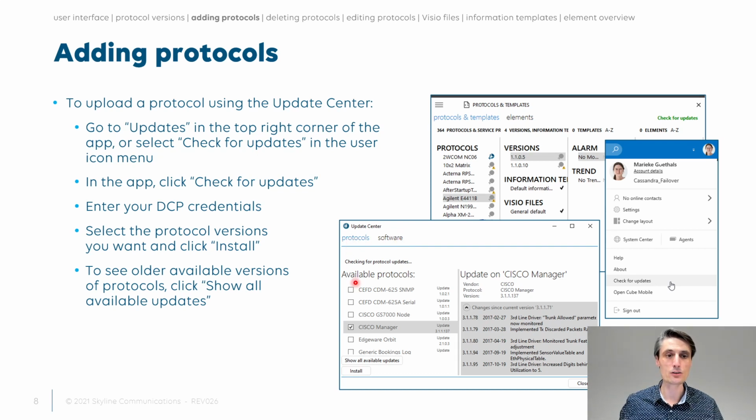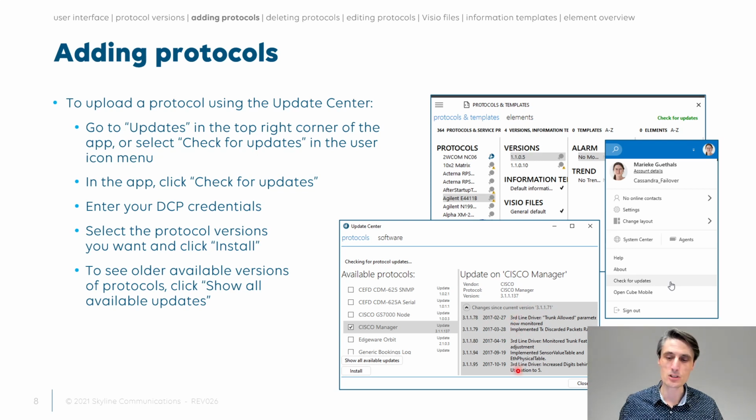So you will need to specify your DCP credentials if not done yet, and if not linked yet to your account already. And then you will be able to check online if for any of the drivers that you have, there is already an update available here. So in this case, you can see the Cisco Manager, it has an update. So the version is indicated, and it also indicates the changes since the version 71. That's the one I use. And it already has a version 137, so I already missed quite a few updates.